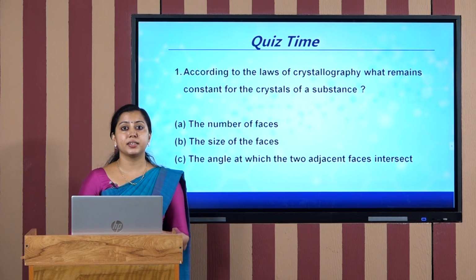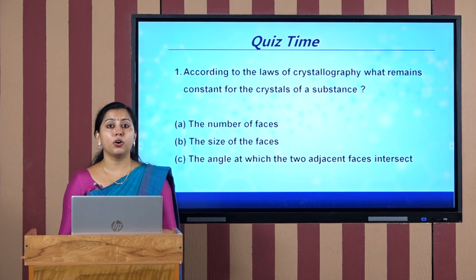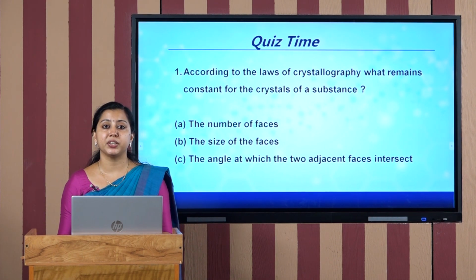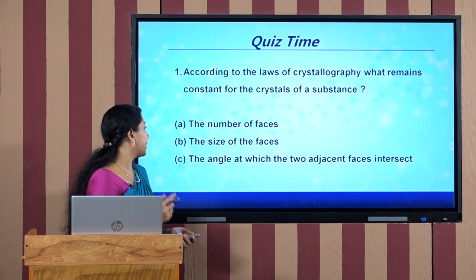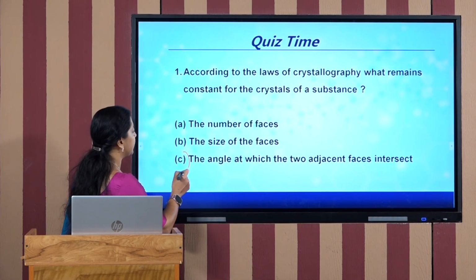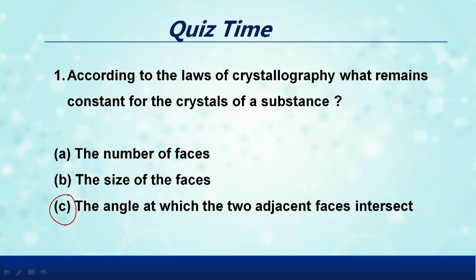And we have seen that according to the law of constancy of interfacial angles, the angle between the two adjacent faces, or the angle at which the two adjacent faces intersect, will remain constant. So, the correct option is option C, that is the angle at which the two adjacent faces intersect will remain constant.